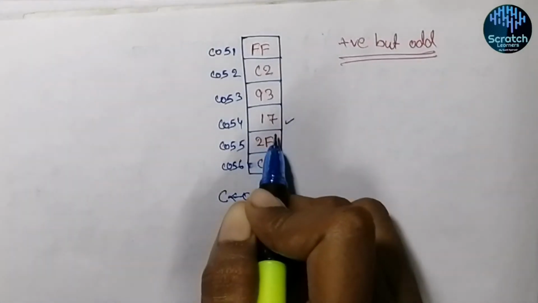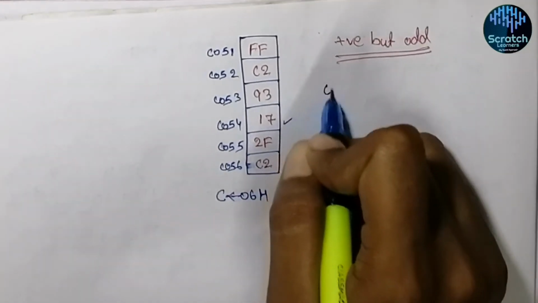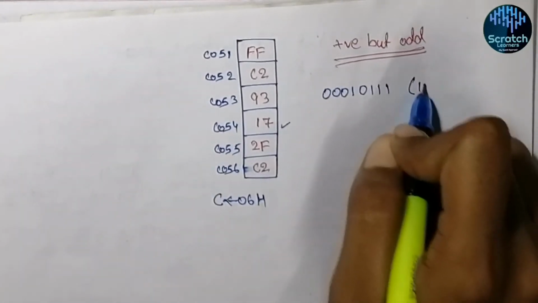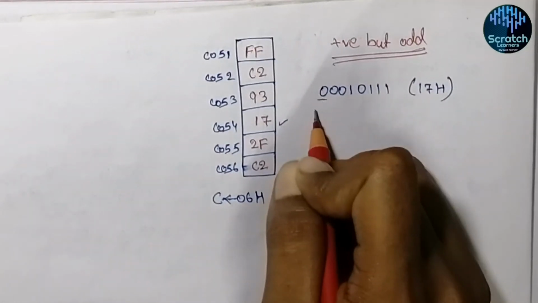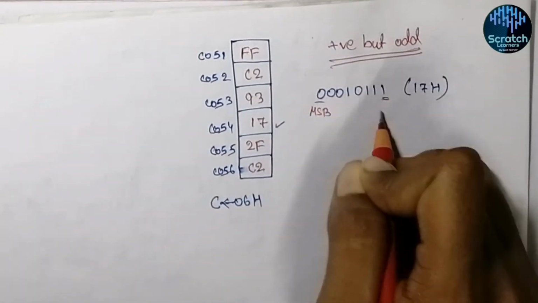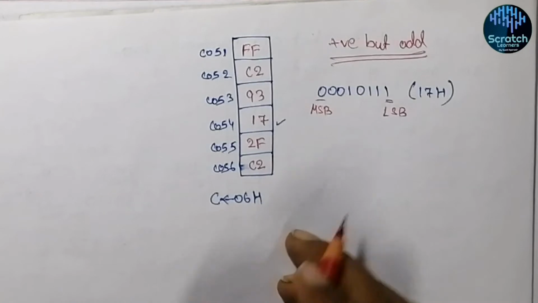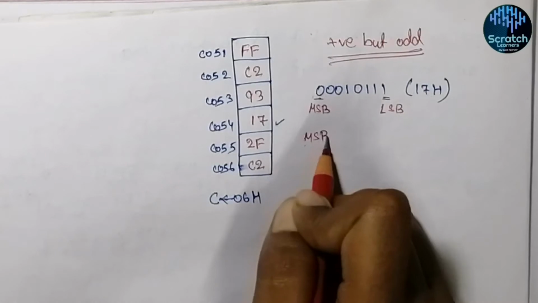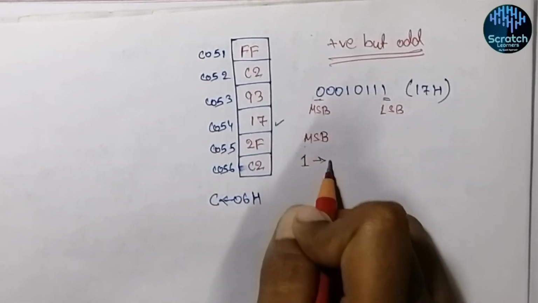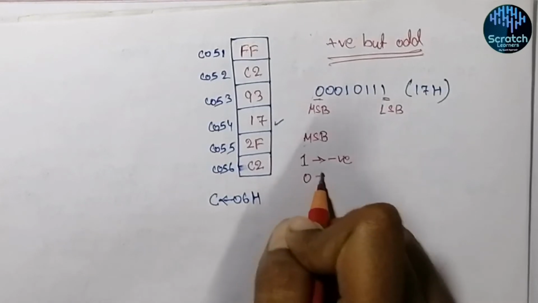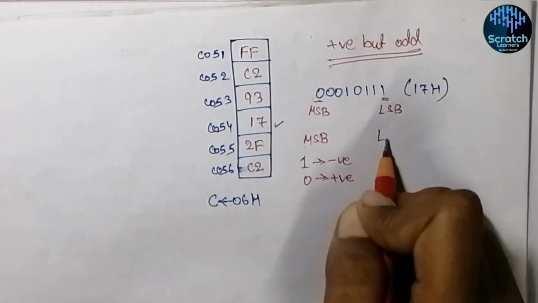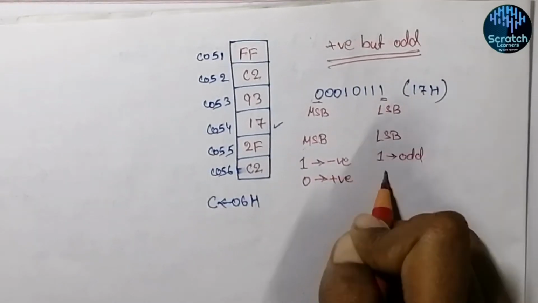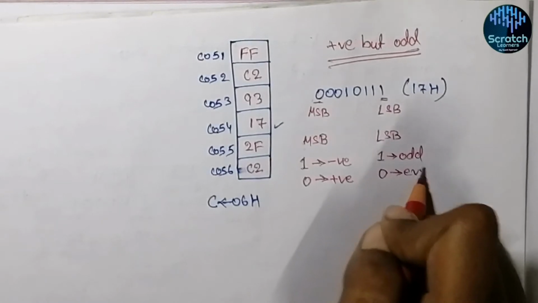How? We will write it in binary format. So it will be 0001 0111, right? This is 17 hex. Now this is the most significant bit and this is the least significant bit. While checking for positive or negative, we will check the most significant bit. If the most significant bit is 1, then this is a negative number, and if it is 0, then it is a positive number. While for the LSB, if the least significant bit is 1, then it is an odd number, and if it is 0, then it is an even number.